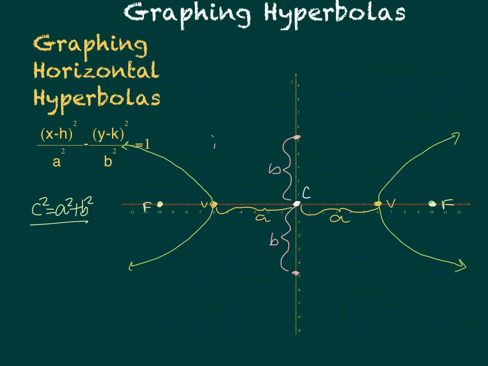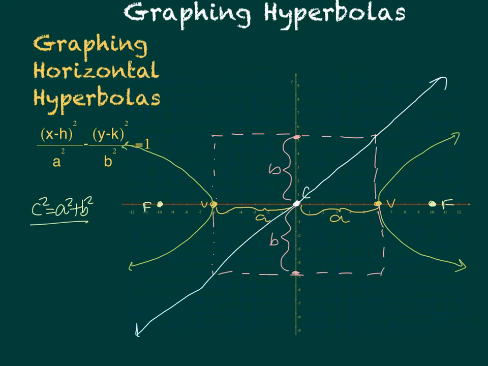Now, if we want to actually draw our asymptotes and draw a more exact graph, we can draw a little box between our a, or our vertices, and our co-vertices. And then just draw a line through them. So this line right here and this line right here are our asymptote lines. And they go through the corners of the box and the center of the hyperbola.